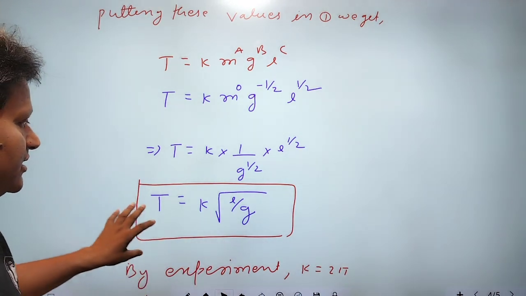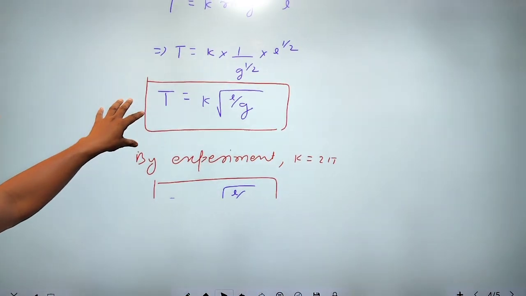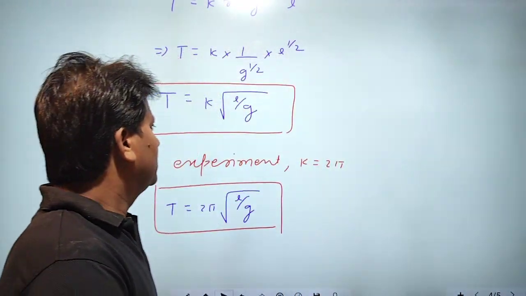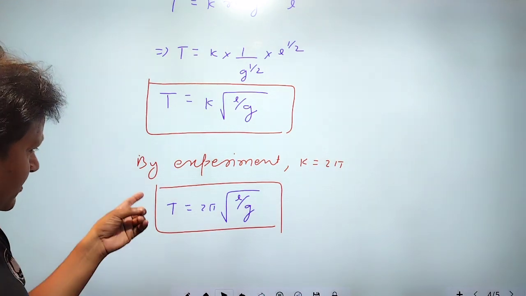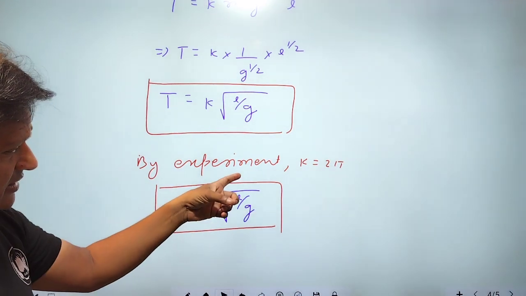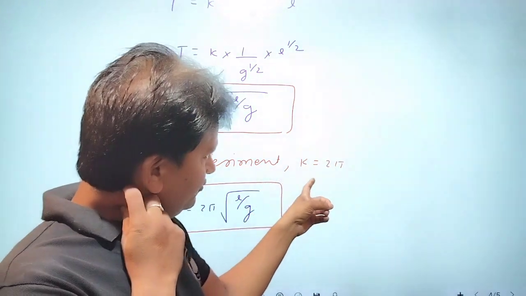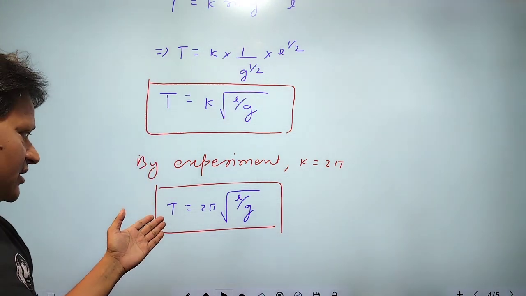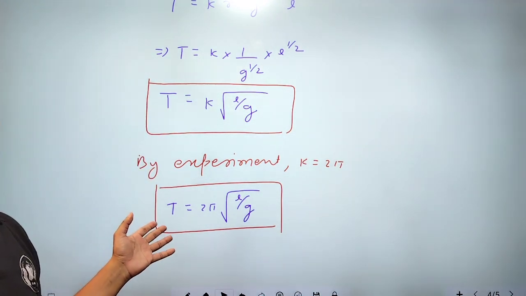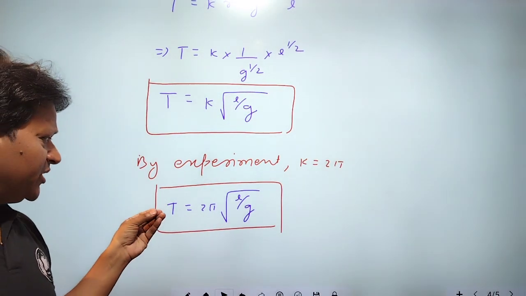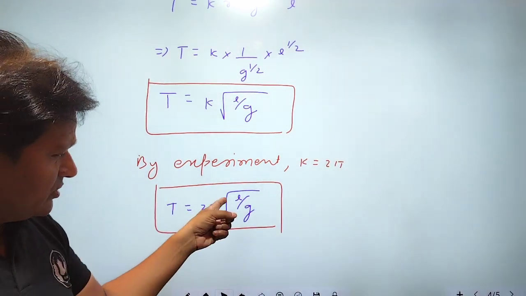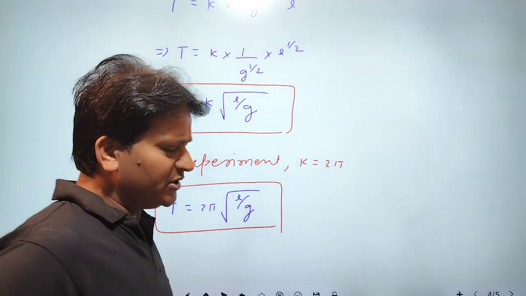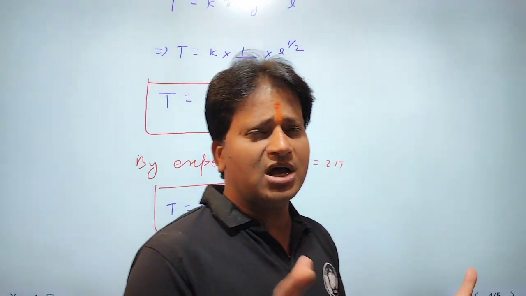Here the value of K cannot be determined by the dimensional method. The value of K is determined by experiment, and by experiment its value is equal to 2 pi. Now putting this value in this equation, we get our result. This is the time period of a simple pendulum. The time period of a simple pendulum depends only on the length of the pendulum and acceleration due to gravity. It does not depend on the mass of the bob.